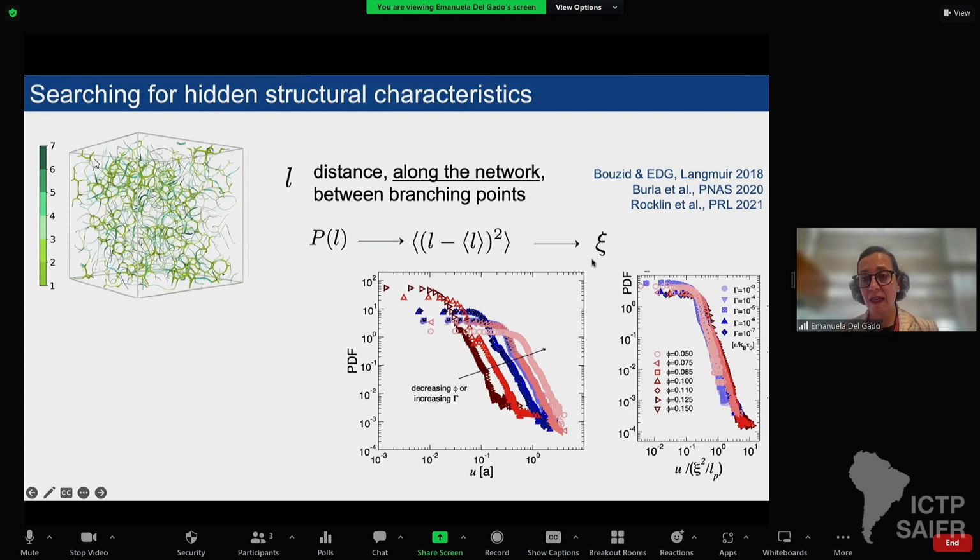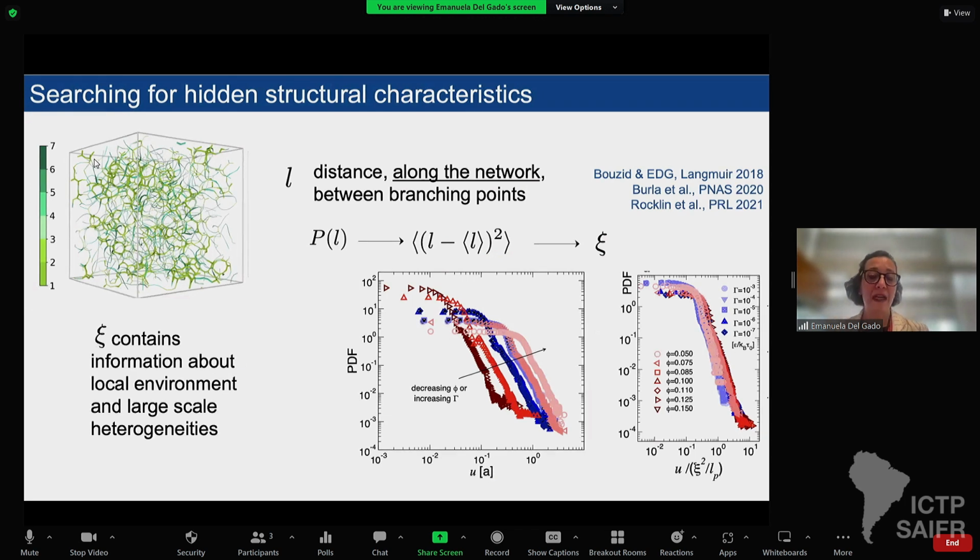But if I use this length scale, I can actually rescale all this distribution into one, telling me that in fact the difference that is quantified by this length scale captures the huge differences in the microscopic motion in this type of system.